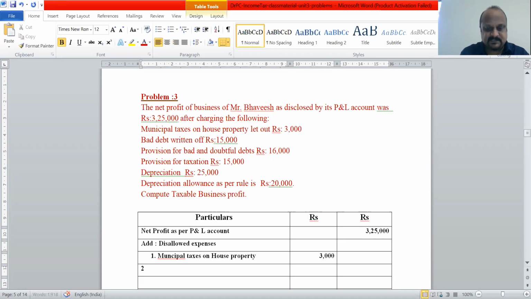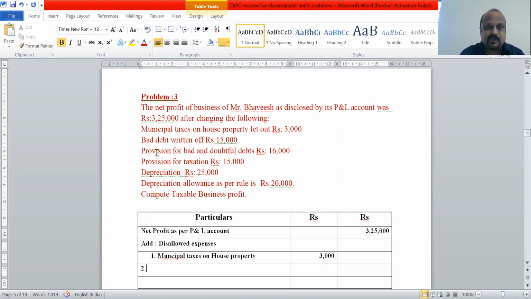The second one is which one? Bad debt written off. This bad debt written off has appeared in the books of accounts, and whatever bad debts this person Bhavish has gone through, he has written off some of them because they are unrecoverable. So this is an allowed expenditure. We should not do anything with this. Bad debt written off is a permissible expenditure, so we will leave it.